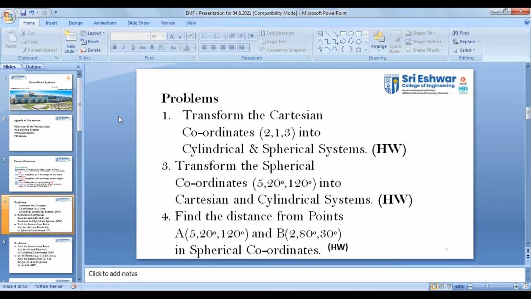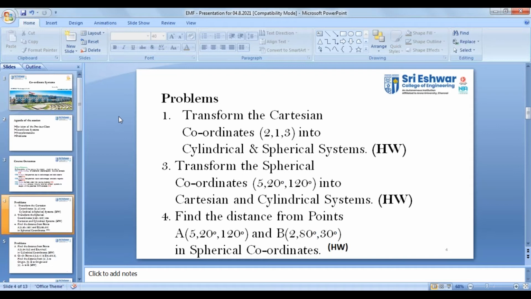Then the final one, final volunteer, you can come and tell the formula for converting spherical system into Cartesian system. X is equal to r sin theta cos phi, y equal to r sin theta sin phi, then z equal to r cos theta, sir.